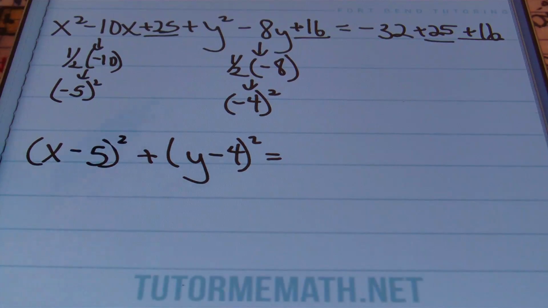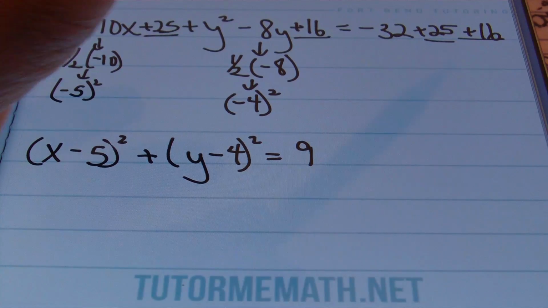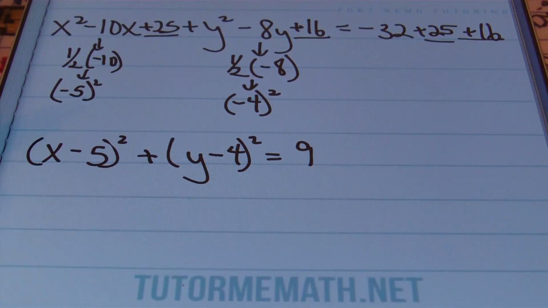Go ahead and combine that negative 32, 25, and 16 together. What will you get? Very good, ladies and gentlemen. You end up with 9. How did I get that? Oh, well, here you go. This was negative 32 plus 25, which is negative 7. And then negative 7 plus 16 is 9.